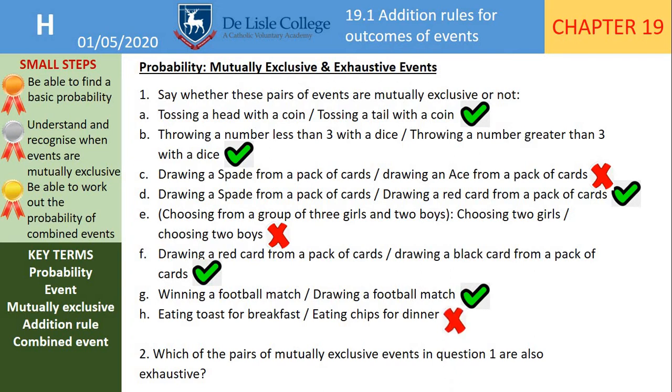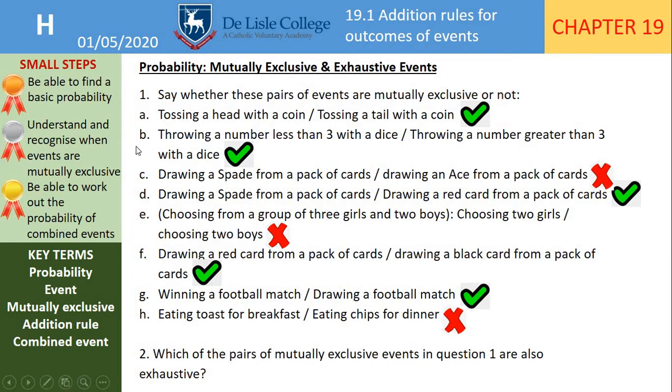Well, these can happen at the same time, so they are not mutually exclusive. Question number 2. Which of the pairs of mutually exclusive events in question 1 are also exhaustive? So we're looking at A, B, D, F and G. So which ones cover all the options?